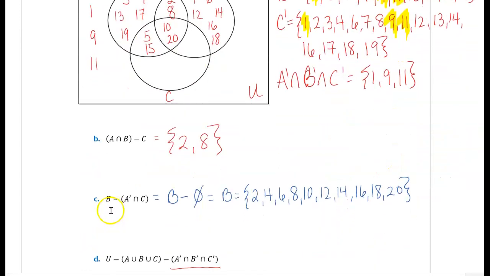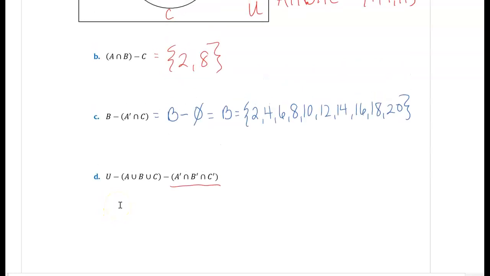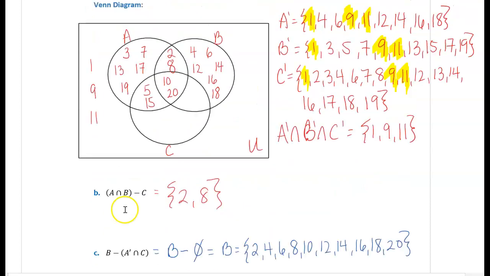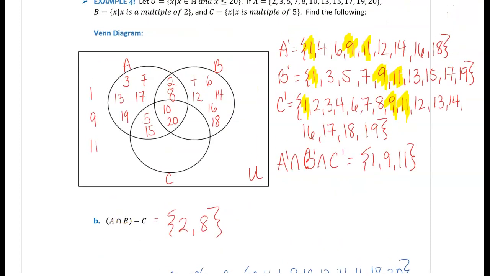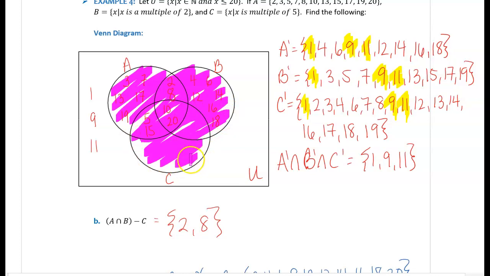The second part is we need to take out A union B union C. So we already know that our union would have been everything in set A, everything in set B, and everything in set C. I am taking that out of my universe. So I'm really just left with elements 1, 9, and 11.